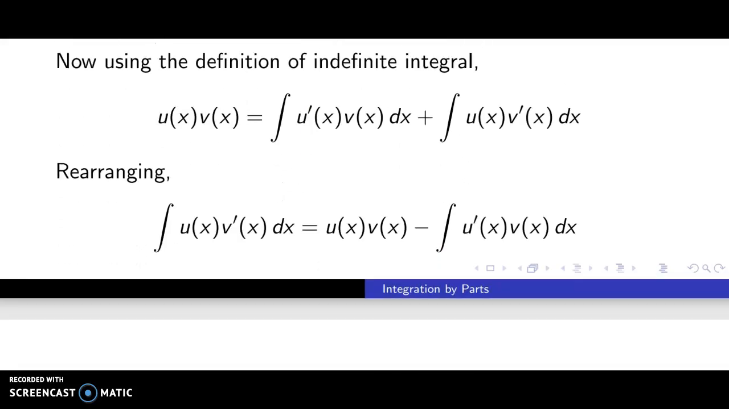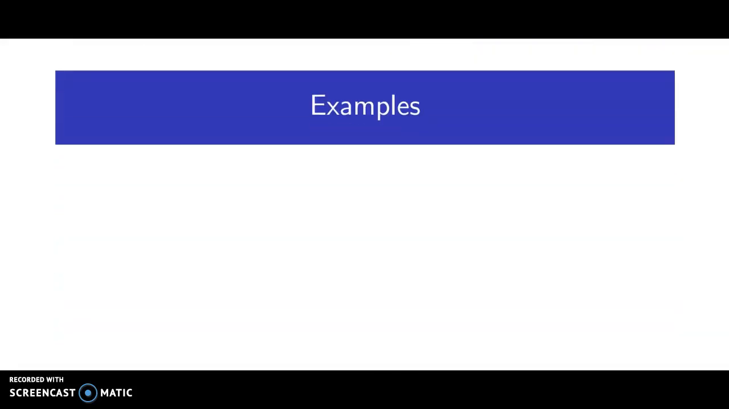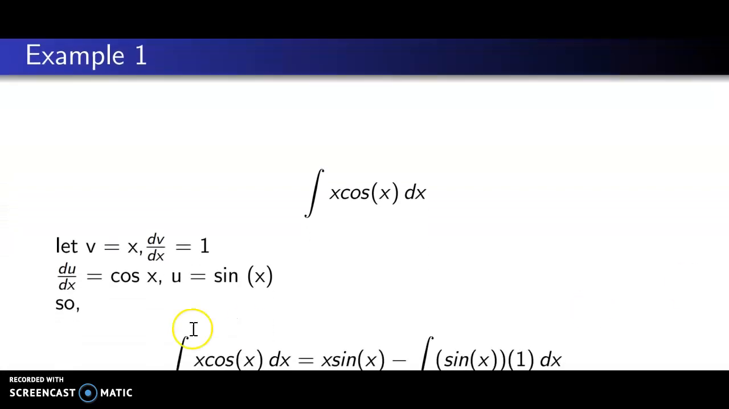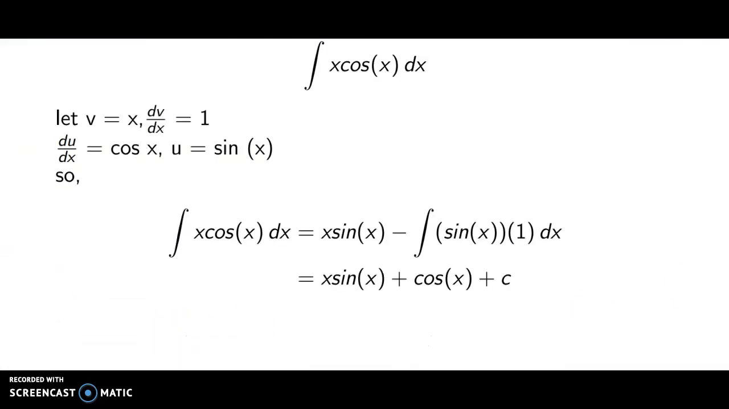Now I will show you some examples for this topic. Here we are trying to integrate the product of two functions, x and cosine x. To use the integration by parts method, we let one of the terms be dv/dx and the other be u.